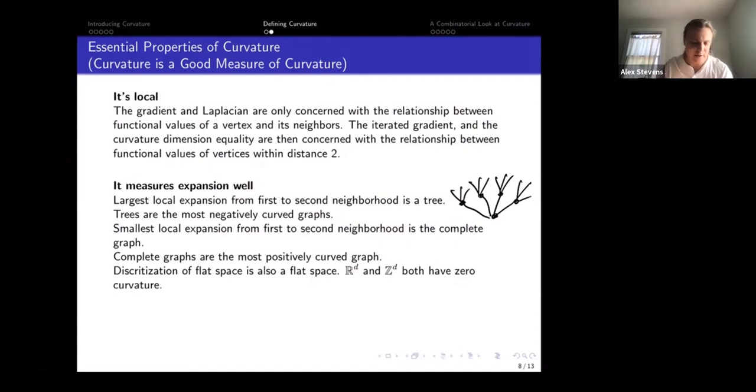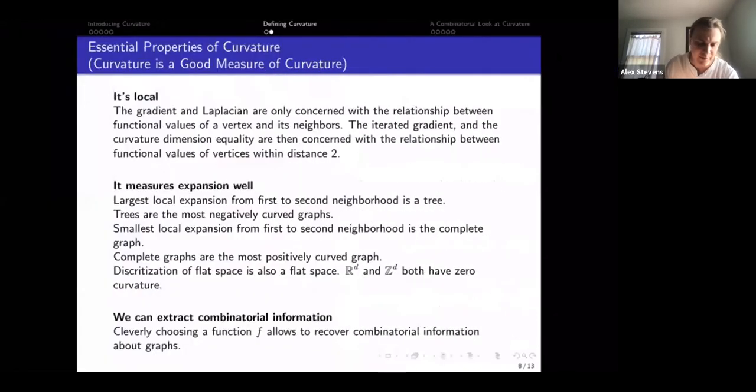So that is good. And then the same, maybe what graph has the biggest difference between the first and second neighborhoods? Well, we saw that a tree expands the most. What would expand the least? The complete graph, and that ends up having the largest positive curvature. So that is good. Okay, but this talk is supposed to talk about this combinatorial information.